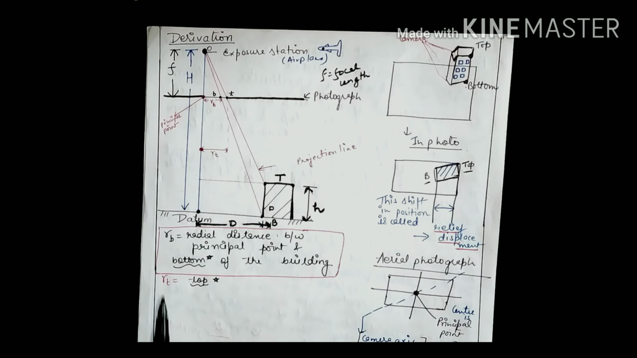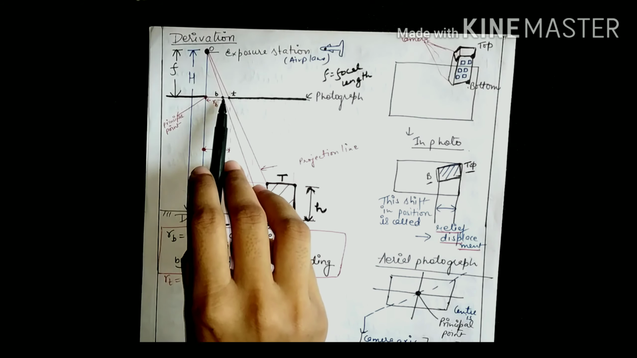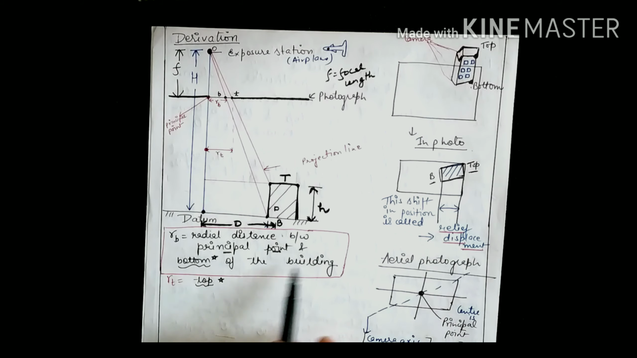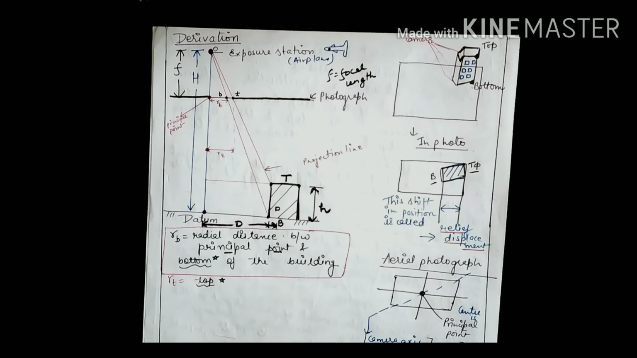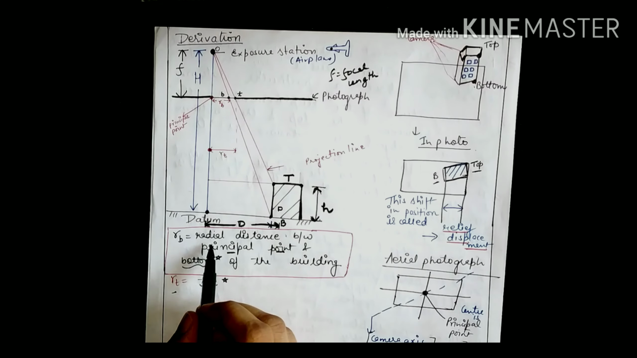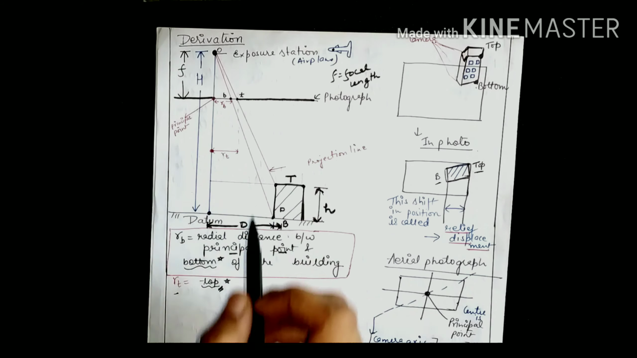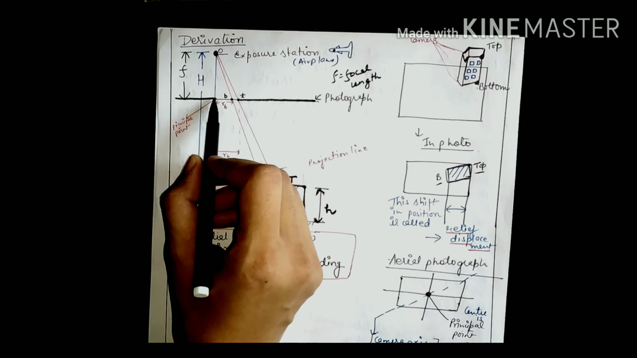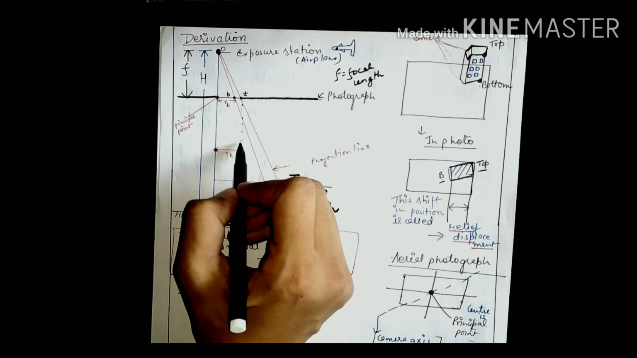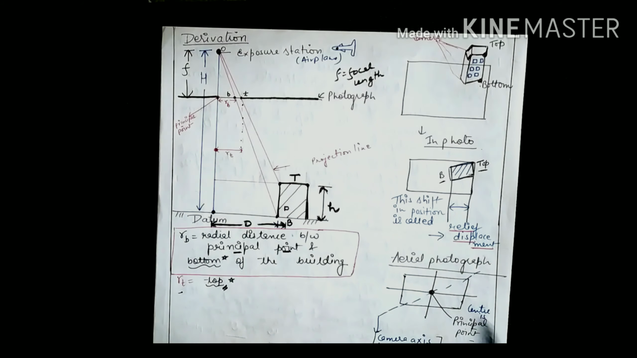So, what is RB? The radial distance between the principal point and the bottom of the building in the photograph is called RB. In the same manner, RT is the radial distance between the top of the building in the photograph, that is small t, and the principal point. From the principal point to this point is RT, and from the principal point to point b is RB.